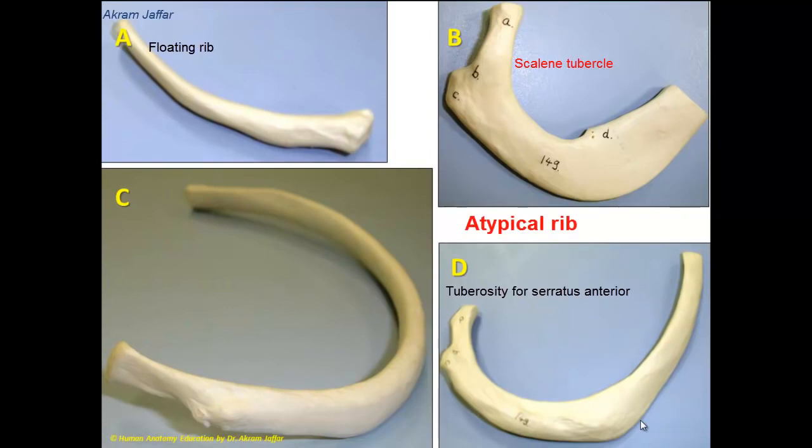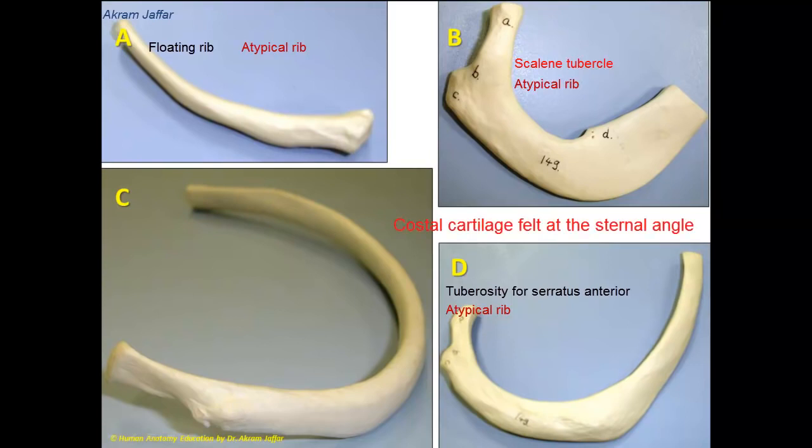Atypical rib. The atypical ribs include the first rib, second rib, the 11th and 12th ribs. So these three ribs, the ribs in A, B, and D, they are atypical ribs. The rib in C is, in fact, a typical rib. We can see that it has a head, a neck, a tubercle, an angle here, a superior border, and inferior border here. So this is a typical rib.